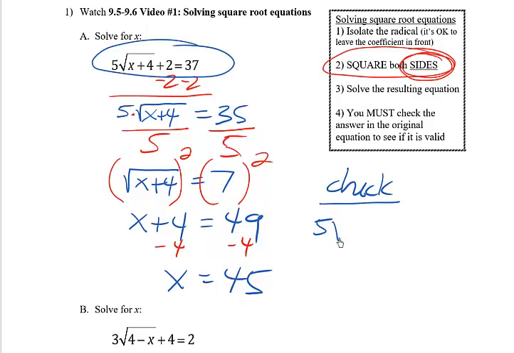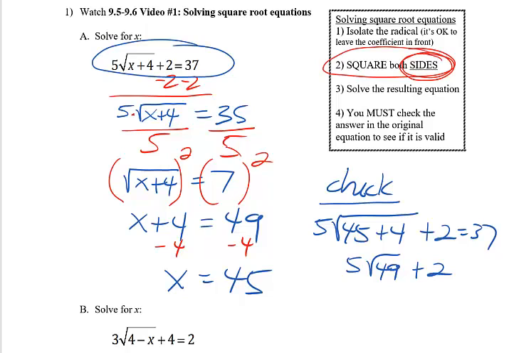You've got to go back to the original equation, copy it down, replace those x's with your candidate, 45, and then work out the math on each side and see if it comes out to be true. So I add the numbers inside the square root. 49 is a perfect square, so the square root of 49 is 7. Remember, there's a times in between there. 5 times 7 is 35, plus 2 is 37. That's what I was hoping to get on the other side, and so it worked.